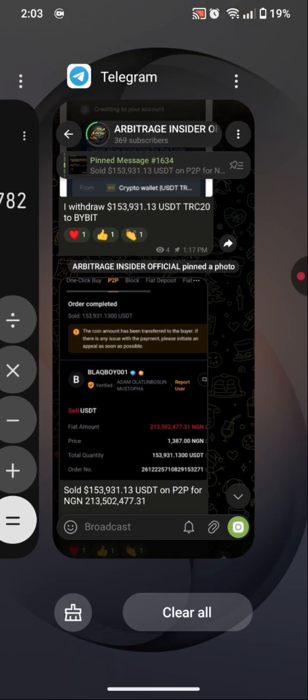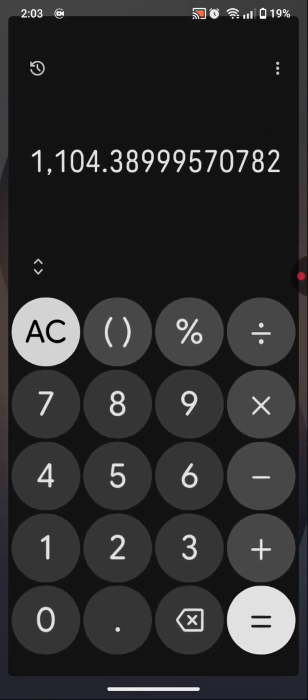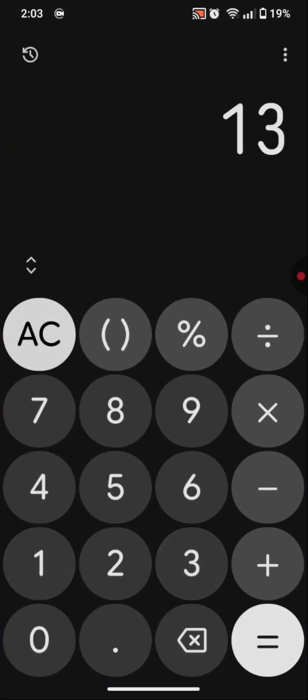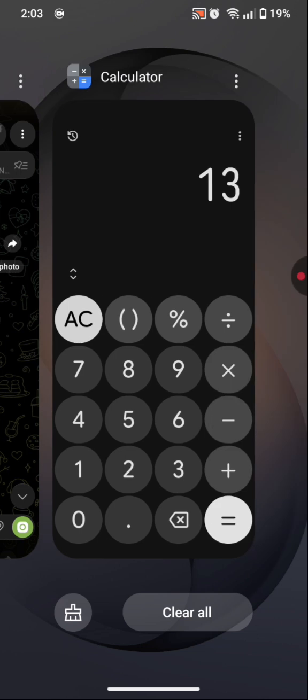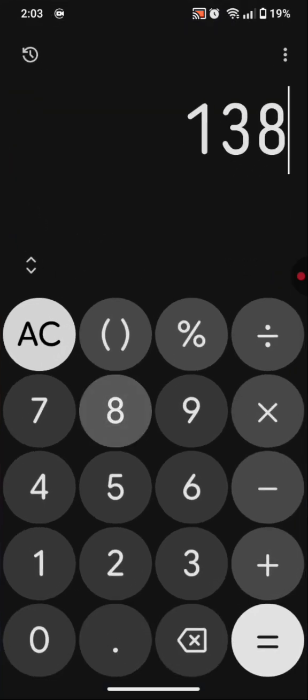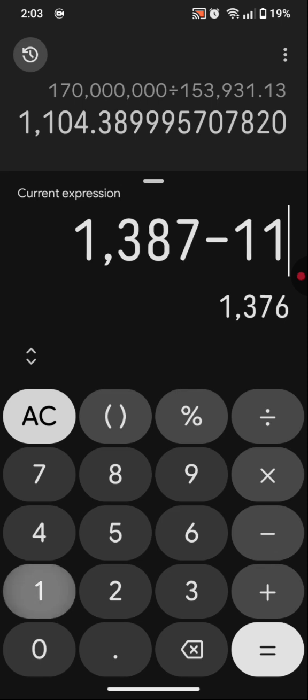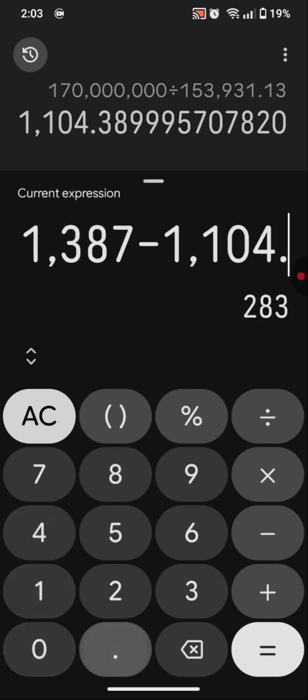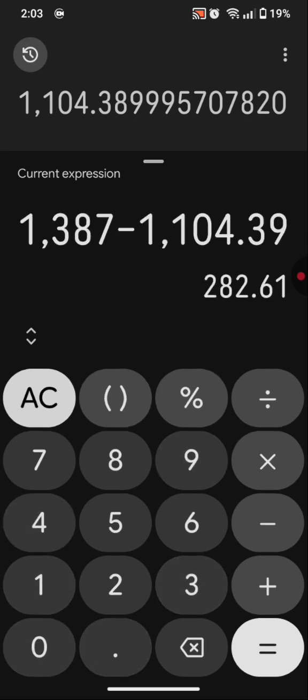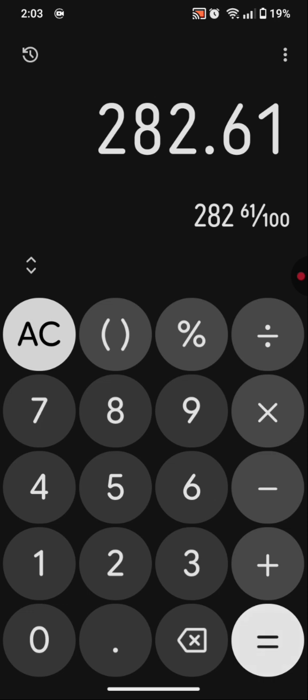So let's go ahead and do the math. 1,387 minus 1,104.39. So for each USD which I purchased today from Exness, I'll be making a total net profit of 282.61 Nigerian naira.